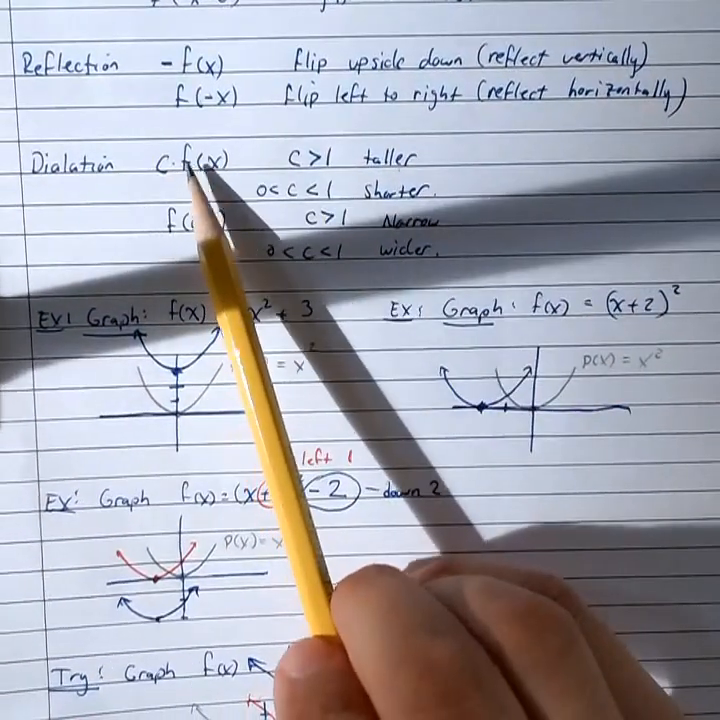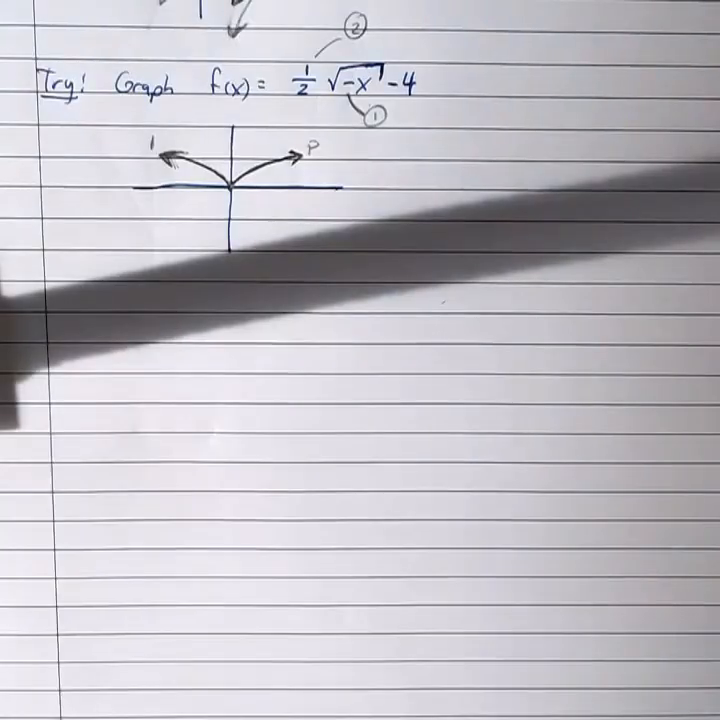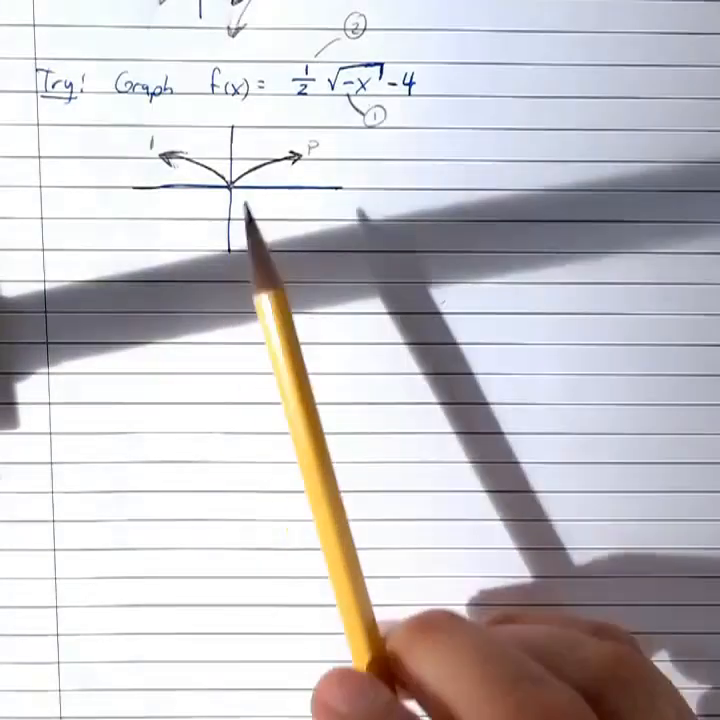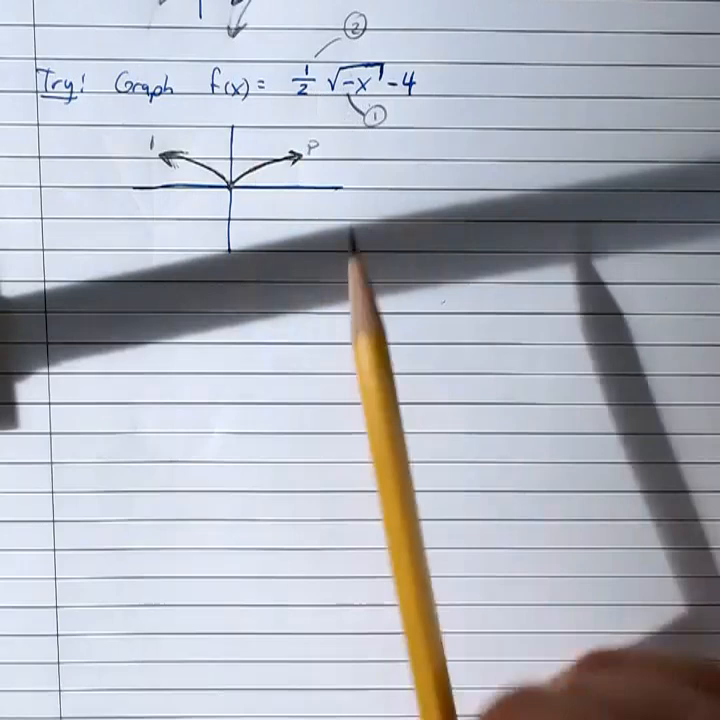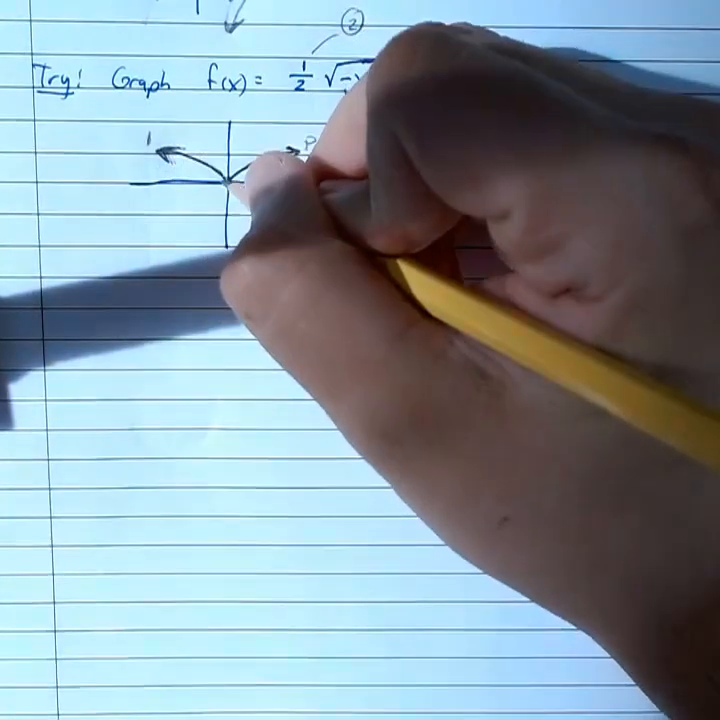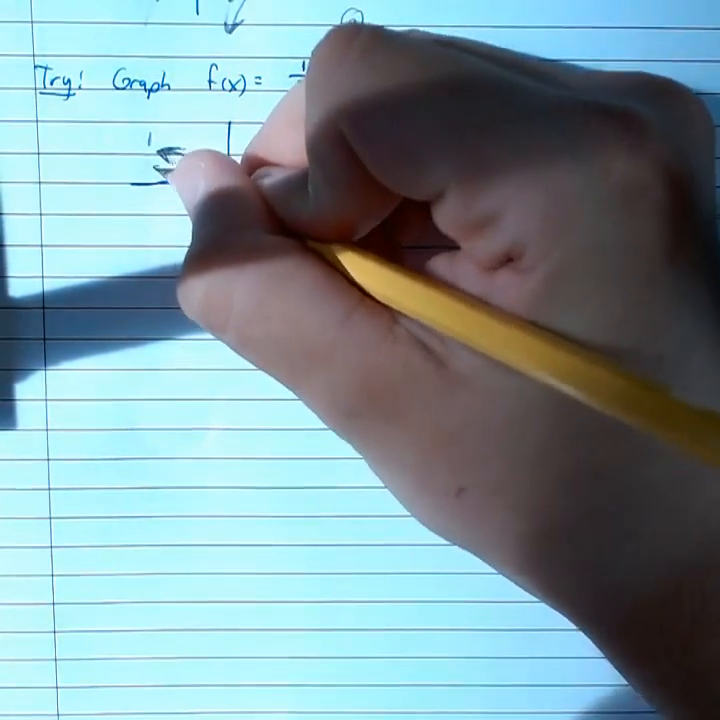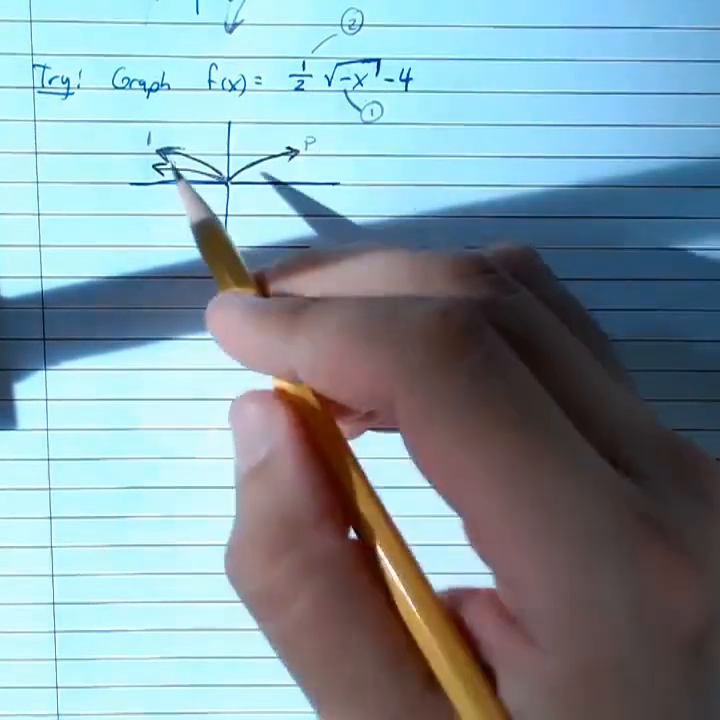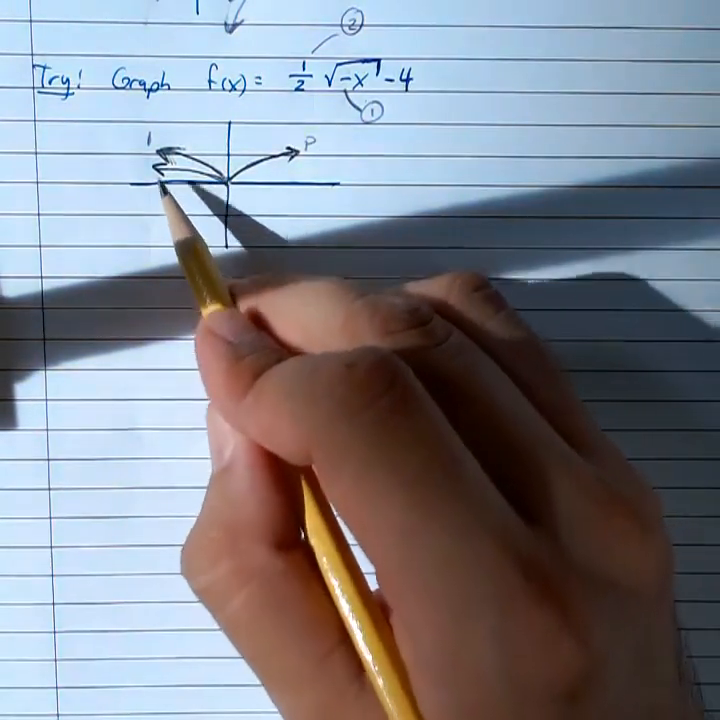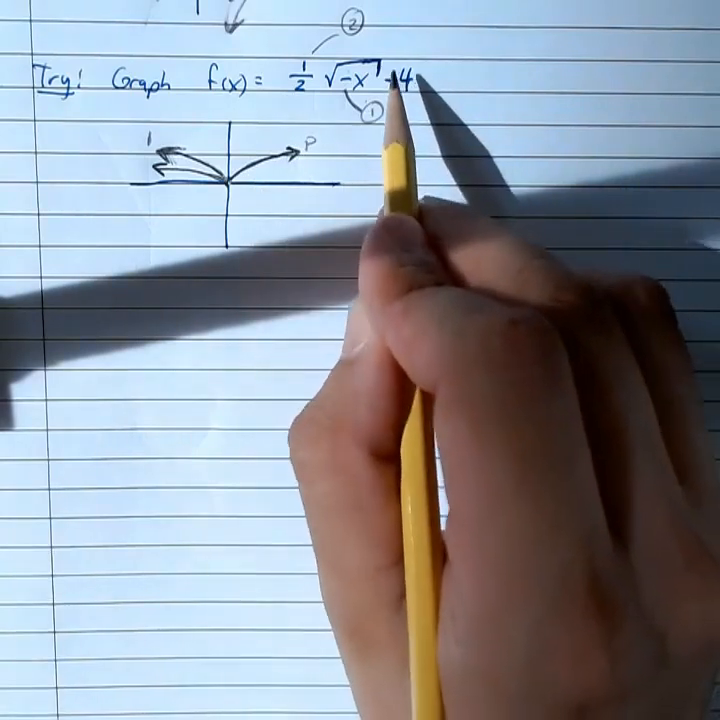I'm multiplying the entire function by a number that's less than 1. It's going to make everything shorter. So, because that's a 1/2, it's going to make it half as tall. So here, instead of coming up this far, it's only going to go up half as far. So this is now a shorter graph. Notice it still comes out the same amount, just doesn't go up as much. It's half as tall.